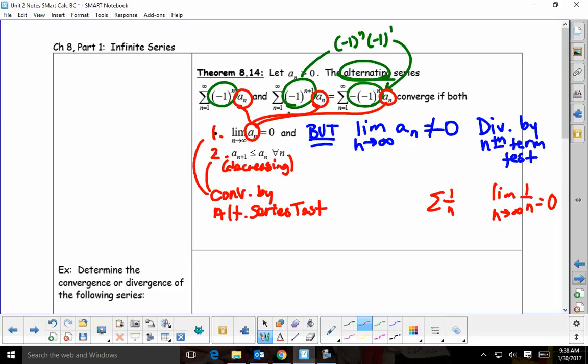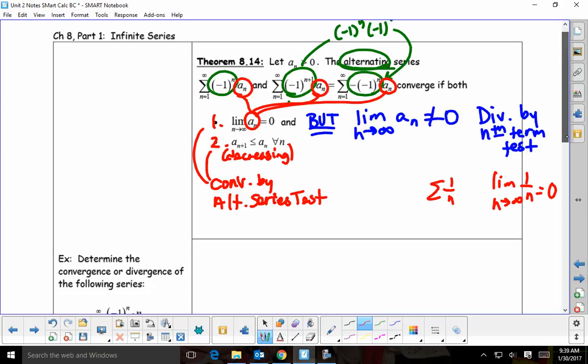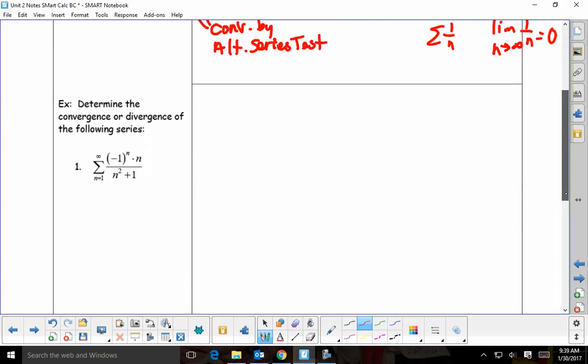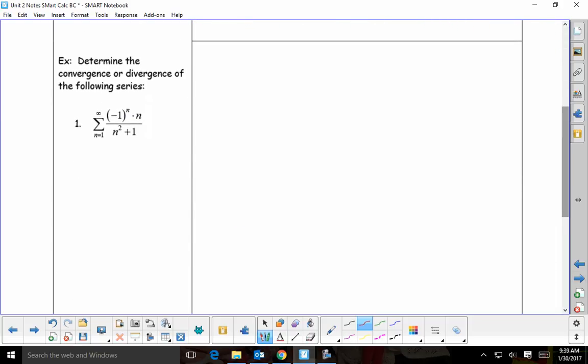So this test is not bad. I love this test. And it gives you 2 ways of checking. Anybody one more time?